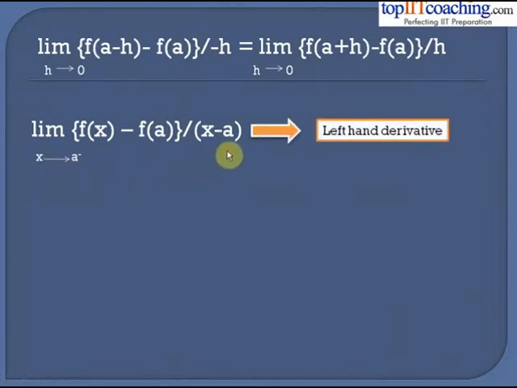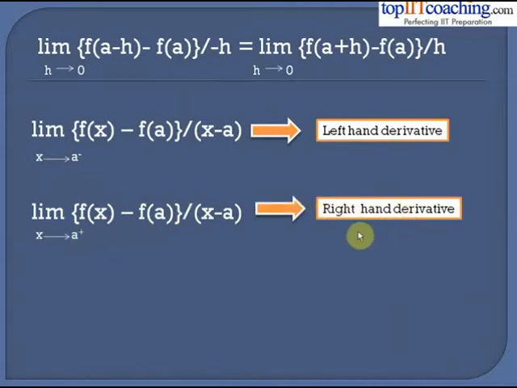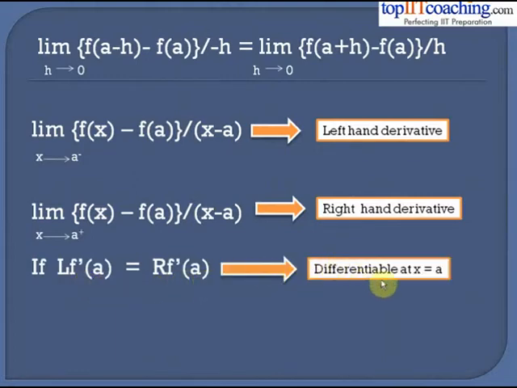It is called as the left hand derivative. Similarly, the limit of f(x) minus f(a) divided by x minus a when x tends to a from the positive side is called as the right hand derivative. And if the left hand derivative is equal to the right hand derivative, then we say that this function f(x) is differentiable at the point x equal to a. Here we have substituted x by a minus h, and here we have substituted x by a plus h.